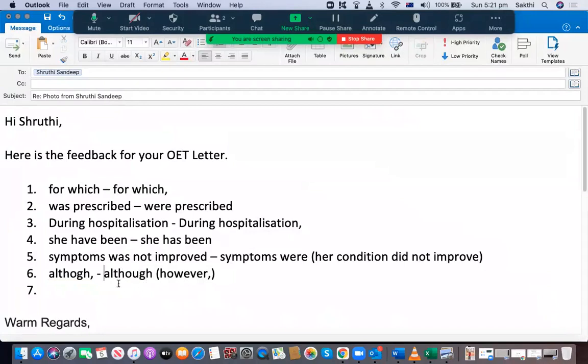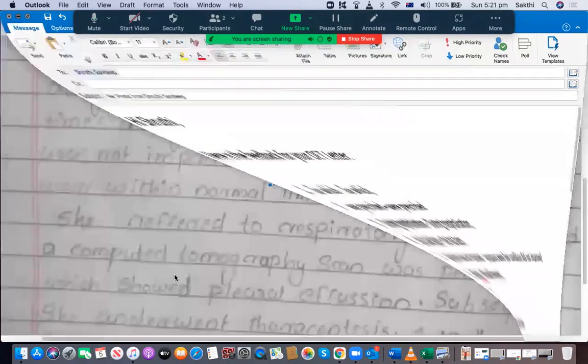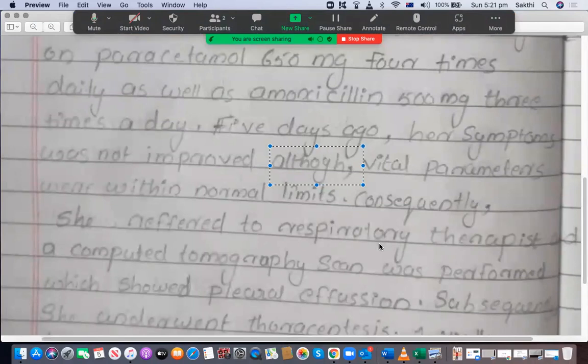I have written down this just to let you know that this is wrong, okay? Because you shouldn't commit the same mistakes again. That's the reason I have shared it here. And then you should say "her vital parameters," don't say just "vital parameters." You can simply say "her vital parameters," okay? That is more suitable. Where within normal limits, that's all right.